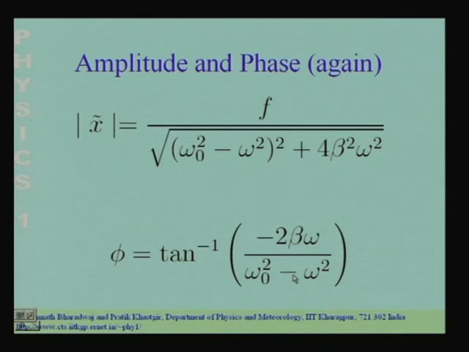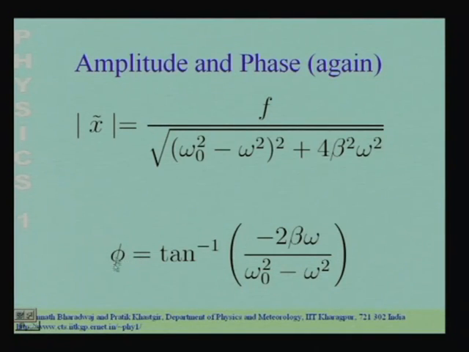So, let us first discuss the behavior of the relative phase of the oscillations with respect to the phase of the force. The relative phase of the oscillations with respect to the force is what is given by this phi, and the relative phase phi is the tan inverse of minus 2 beta omega by omega naught square minus omega square. So, let us discuss the behavior of this relative phase.